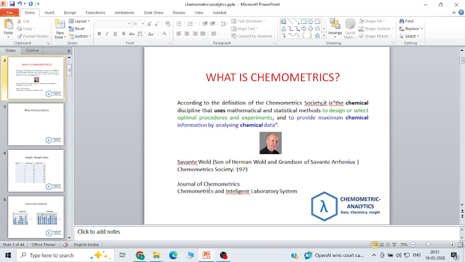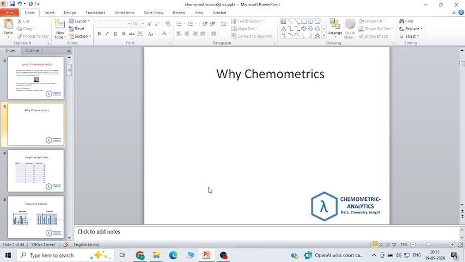So now one question comes very naturally to us: why chemometrics? What was the need of chemometrics? This is a fundamental question that strikes everybody, right? We can analyze our data set in our traditional way of analyzing it, right? So what was the need of doing chemometrics or bringing up this new subject?